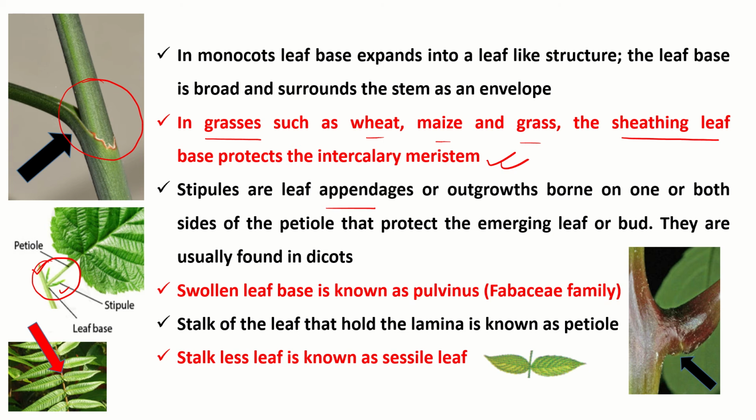Okay, the swollen leaf base is known as pulvinus. Stalk of the leaf that holds the lamina is known as petiole. And last, stalkless leaves are known as sessile leaves. Look at these. These have a stem over here and the leaves are directly borne like this. They don't have a stalk. This stalk is absent over here. This one is known as sessile leaf.